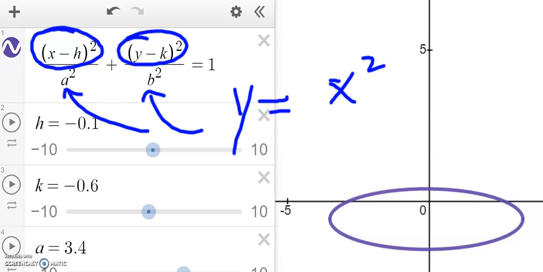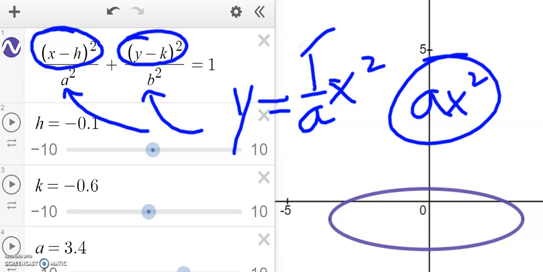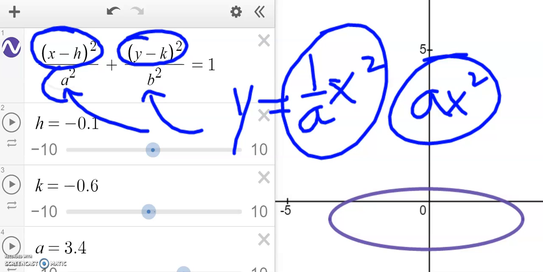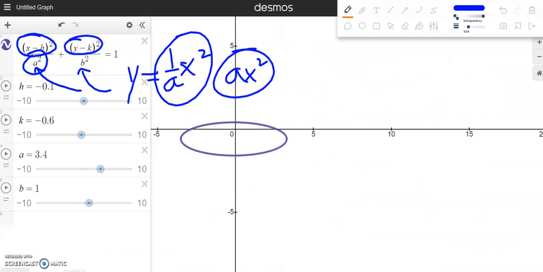It's kind of similar to before, but written a little bit differently. When we had x squared, sometimes we wrote it as 1 over a, or sometimes we just wrote it as a x squared. Either way, a was a multiplier, and the value of a changed the shape of the graph. And that's what it does here. It gives you a stretch. So a and b give you a stretch. h and k give you a shift.